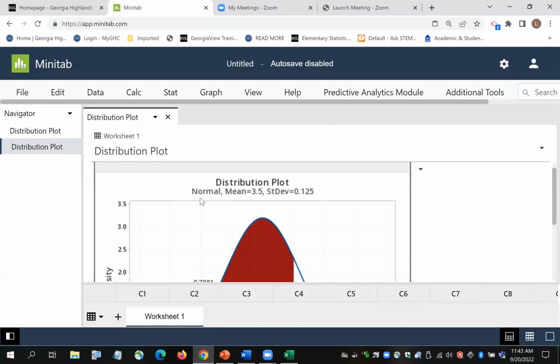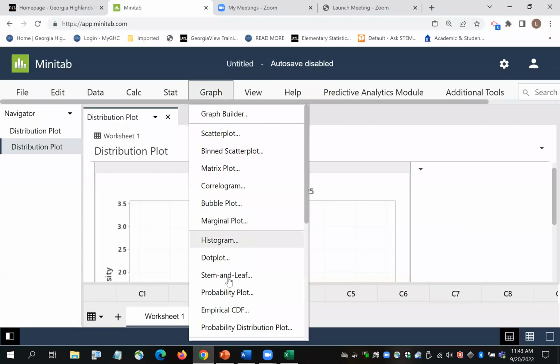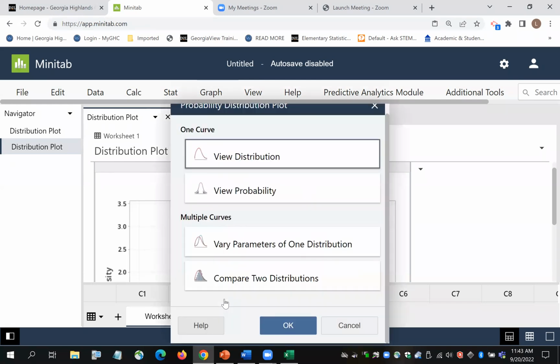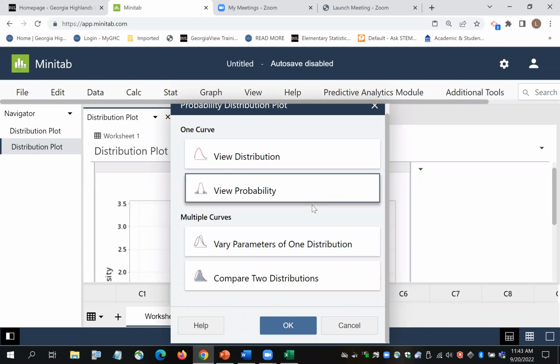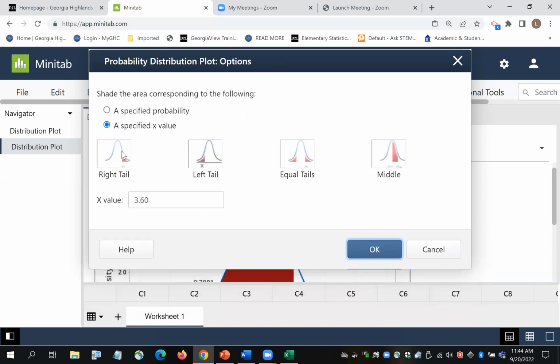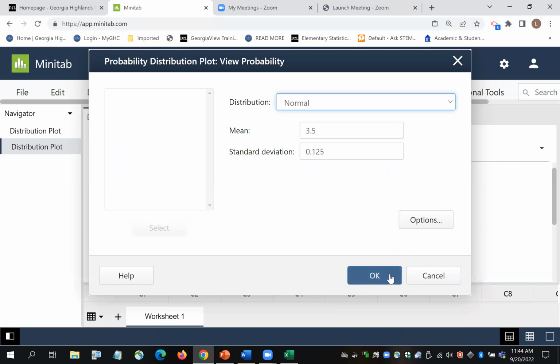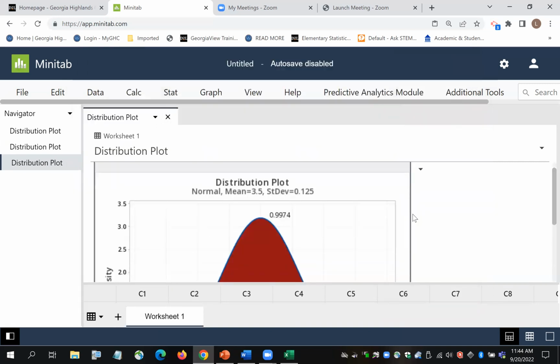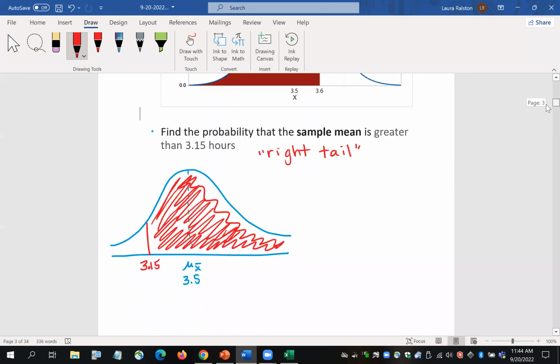Going out to Minitab, Graph, Probability Distribution Plot, View Probability. It is normal with the mean of 3.5, standard deviation of 0.125. This one is a right tail because it's greater than, and my value is 3.15. Click OK twice, and I get the graph. And again, I'm going to copy it where you can see it.